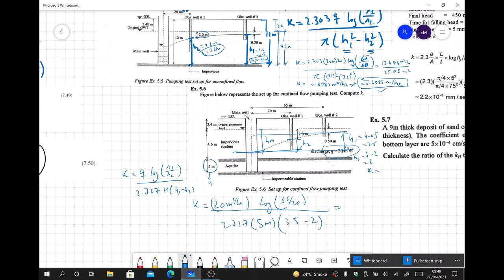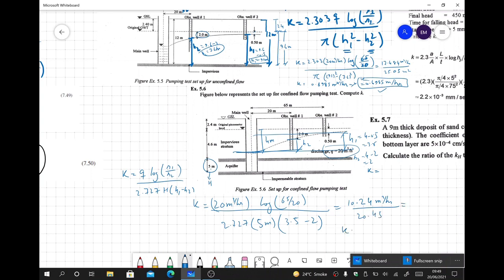So this is 10.24 meter cube per hour divided by, now 5 multiplied by 2 multiplied by 5 multiplied by 2.727. So this is 20.45.